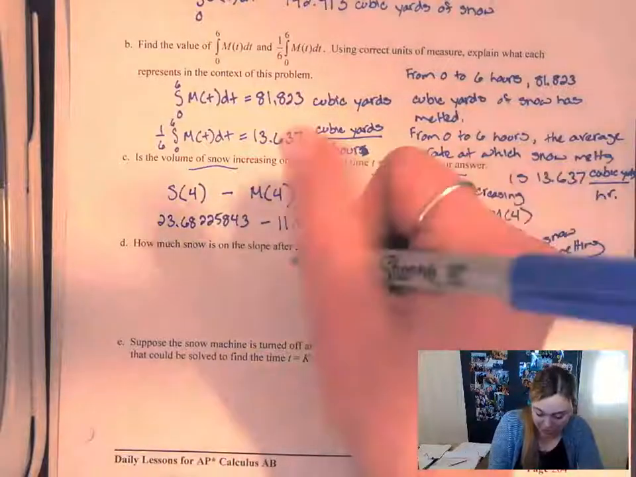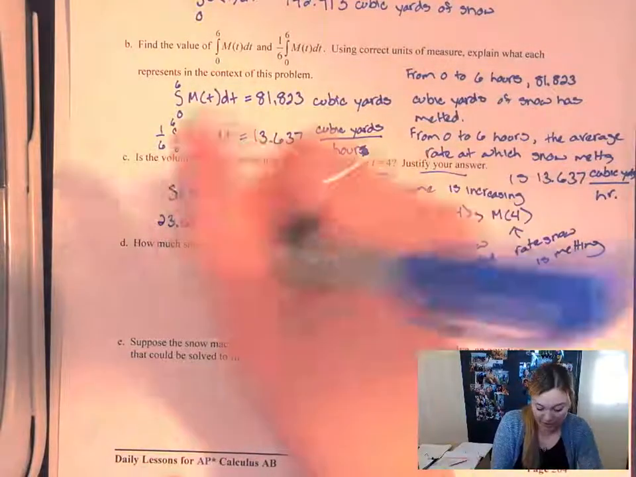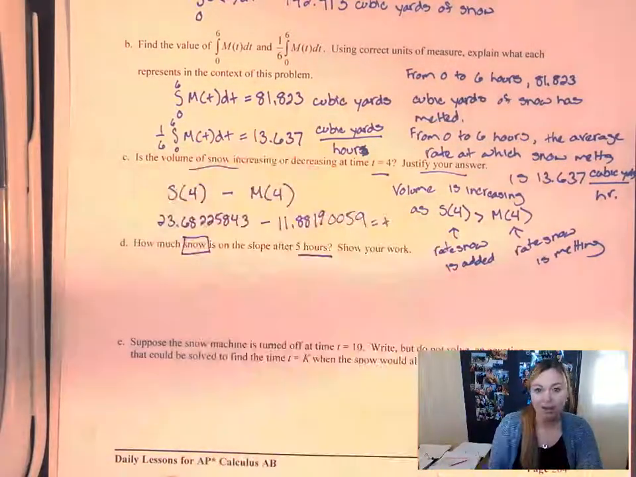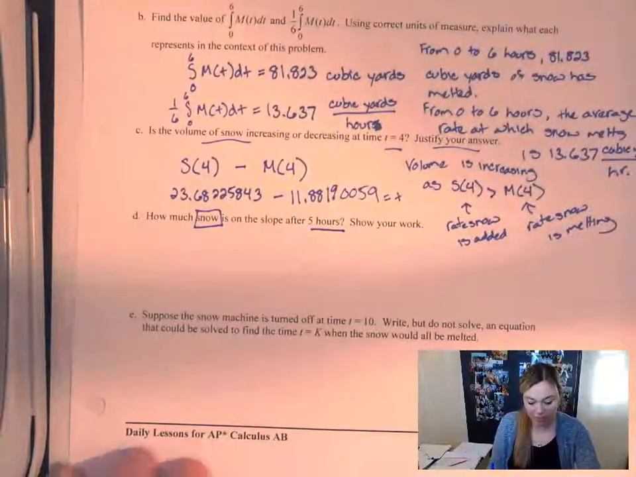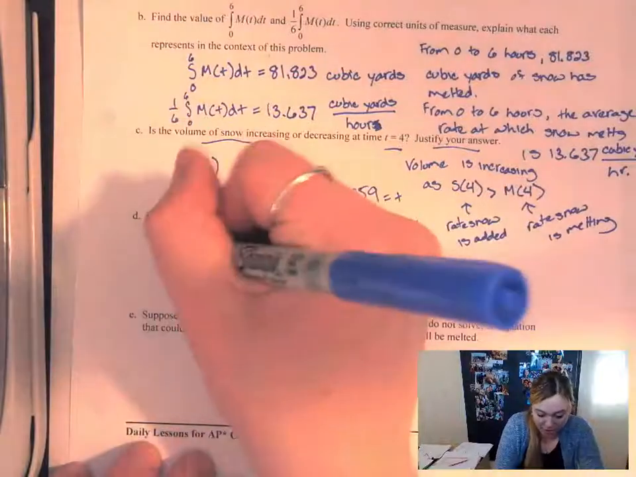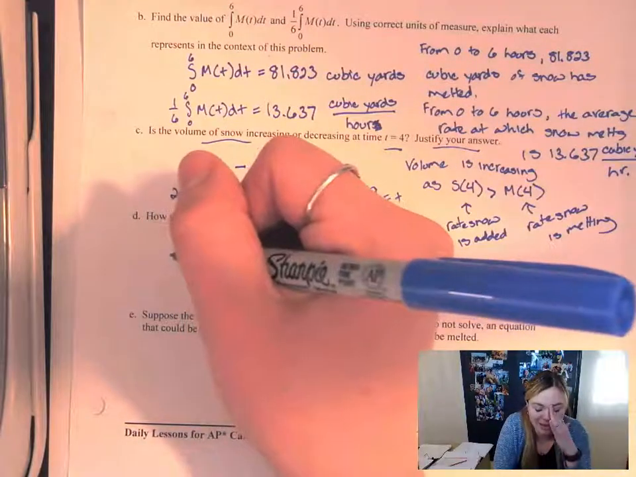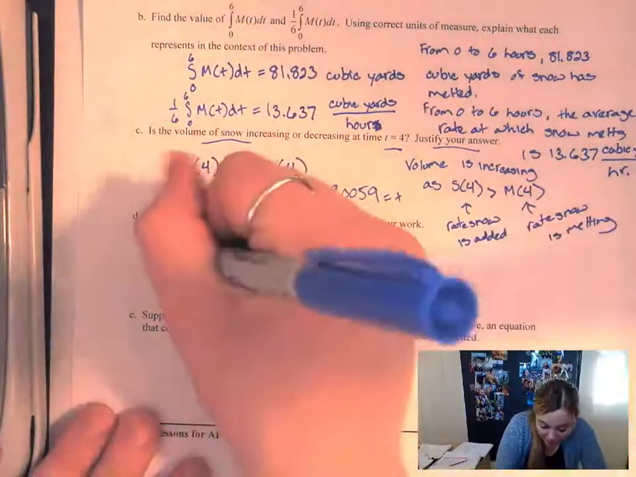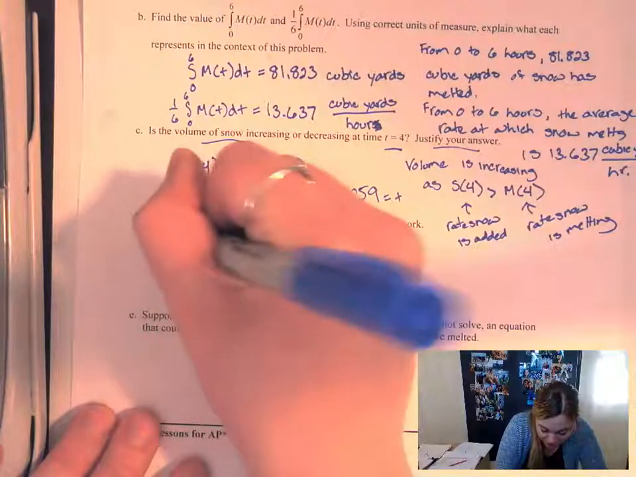How much snow is on the slope after 5 hours? Okay, so this is asking about snow again. How much snow is on the slope? If we're talking about snow on the slope, we've got to go back and we're thinking, okay, I have rates, but I need to integrate it. After 5 hours, so I'm going to go 0 to 5.